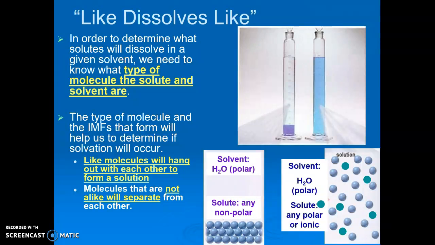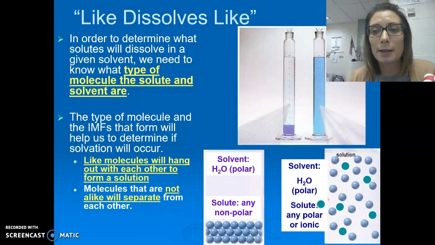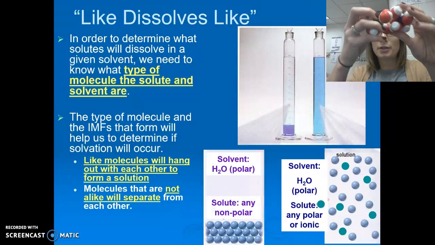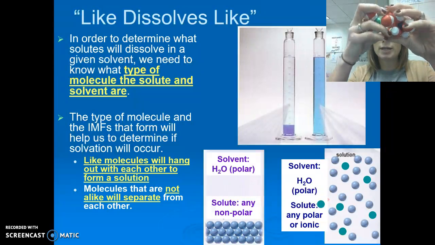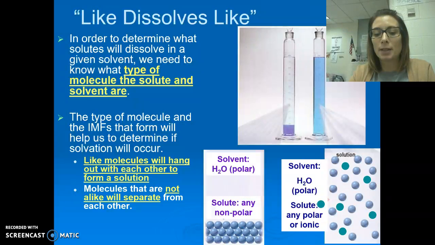And we saw this in the lab on Friday. Ethane did not dissolve in water. So let me show you these water molecules again. These are the water molecules that you guys played with on Friday. So sodium chloride did dissolve, right?